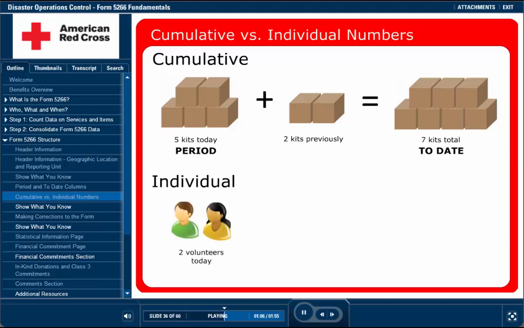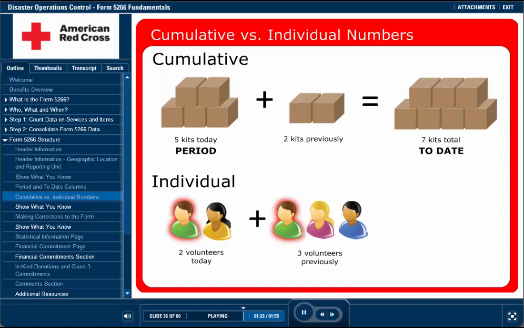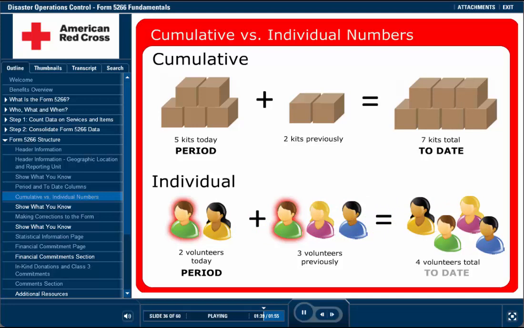Let's say you had 2 people volunteer today, which is the period. Your previous to-date number is 3. But one of those people is the same. So is that person counted again? The way this form works, no. Each person would only ever be counted once in the to-date column, so in this case, 2 plus 3 is actually 4.